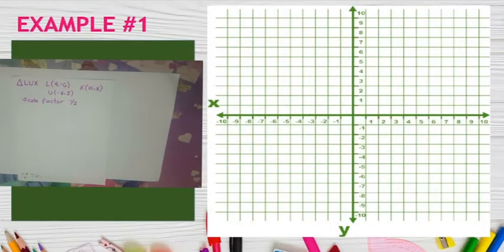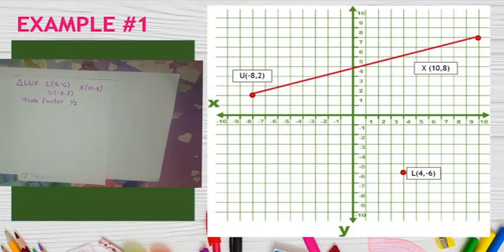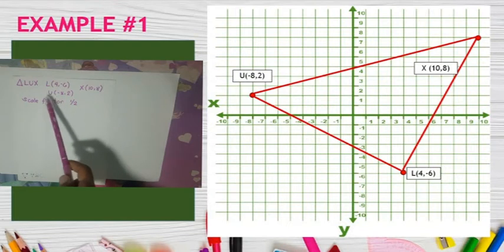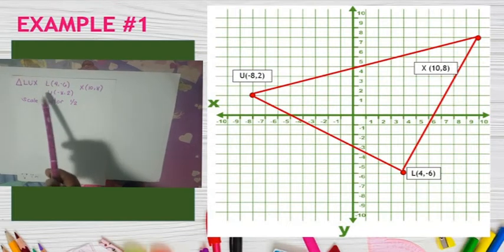So let's have here the triangle LUX, wherein point L has 4, -6. Point U has -8 and 2. And point X has 10 and 8. So let's connect these coordinates. And now we have our pre-image. So now let's compute for the reduced version of this pre-image.